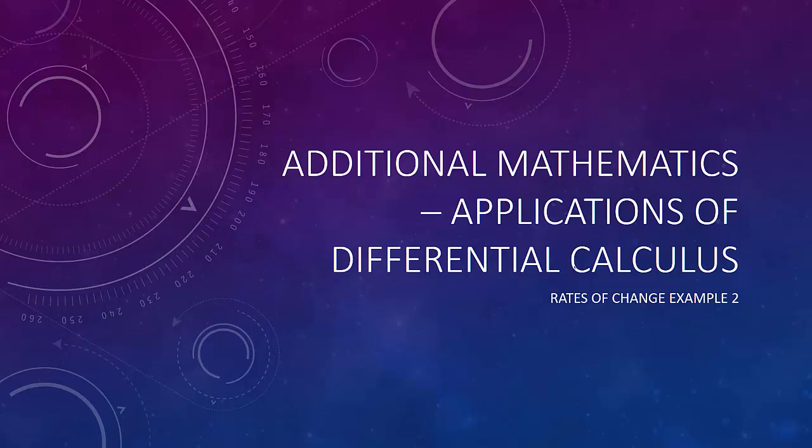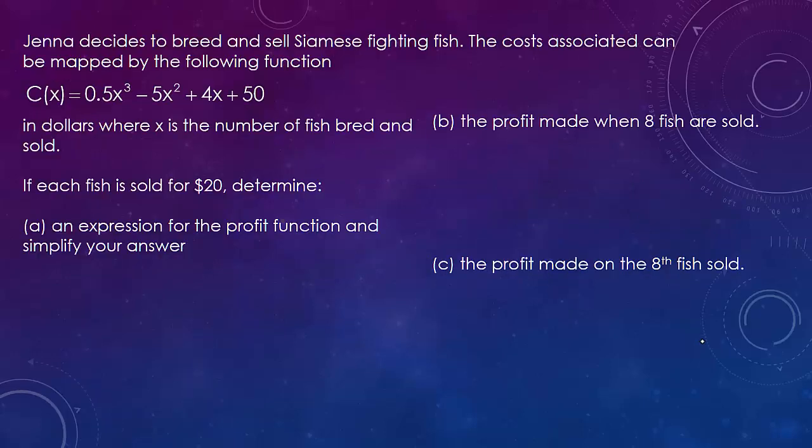Rate of change example 2. Jenna decides to breed and sell Siamese fighting fish. The cost associated can be mapped by the following function. C of x is 0.5x cubed minus 5x squared plus 4x plus 50, where the cost is in dollars and x is the number of fish bred and sold.